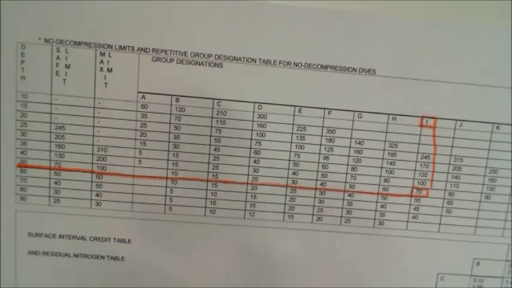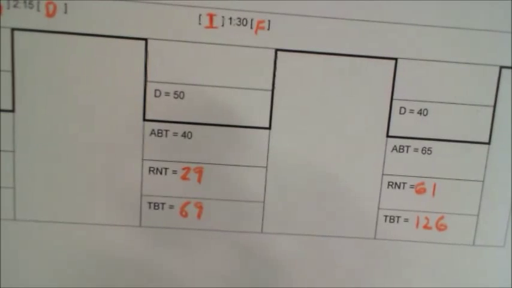We started out after the first dive with a G amount of nitrogen. After being out of the water, we only had a D amount of nitrogen. Now we've been diving for a while, and we have an I amount of nitrogen. We're slowly accumulating more and more nitrogen. So we complete our work table. We have a residual nitrogen time of 29. By adding 40 and 29 together, we have a total bottom time of 69.